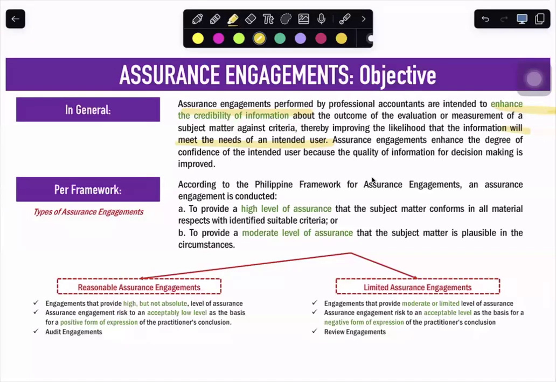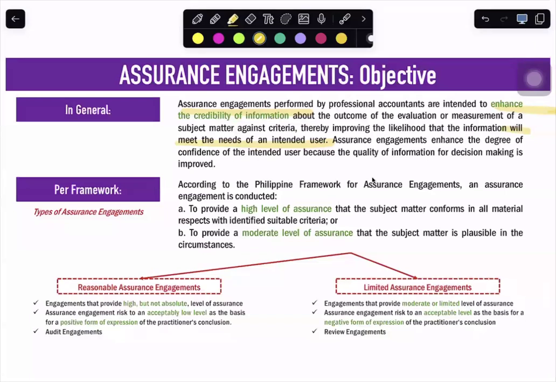So whenever you're asked what is the objective of an assurance engagement, lagi lang naman yan, enhanced degree of confidence, reliability, credibility of information, dun lang siya umiikot. So pag tinanong agad sa MCQ, what is the objective of an assurance engagement, or the following are the objectives of an assurance engagement, iikot lang yun sa tatlo. Enhance credibility, enhanced degree of confidence or enhanced reliability over the information.